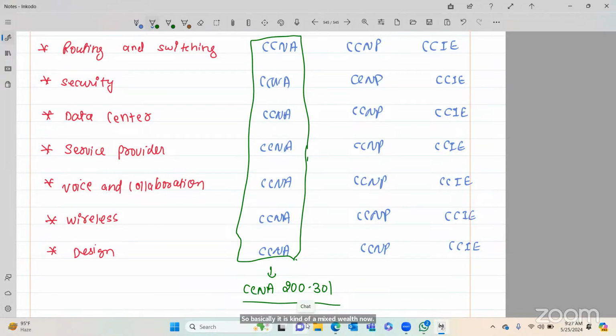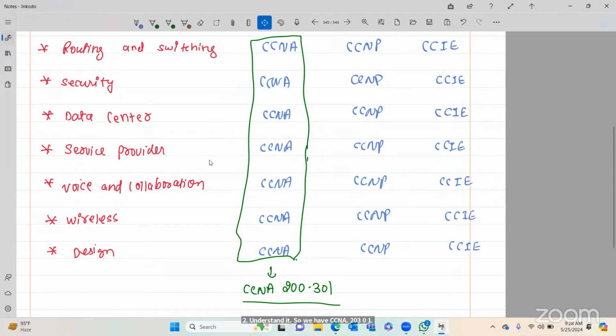We don't have separate CCNAs now. There's only one CCNA. So this CCNA is kind of mixed, which is why I'm saying there's everything: routing, switching, basic part of data center, security, service provider, right? So that's why you will see there's a lot of content. But again, the content will not be covered in a single day, right? We'll be having time to understand it. So we have CCNA 200-301.